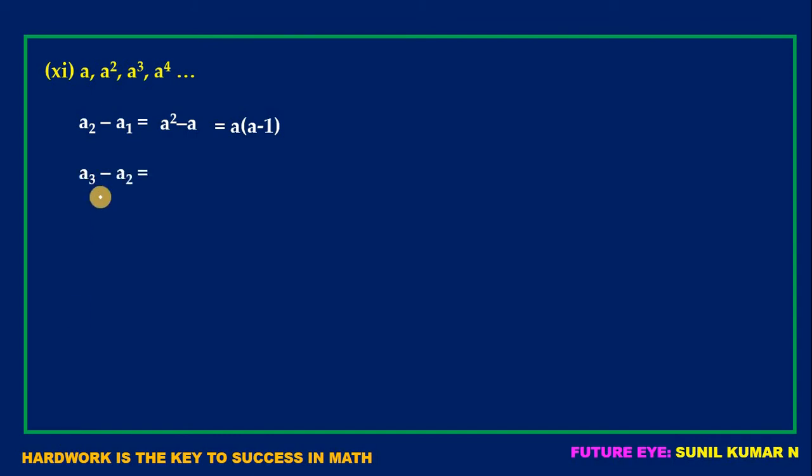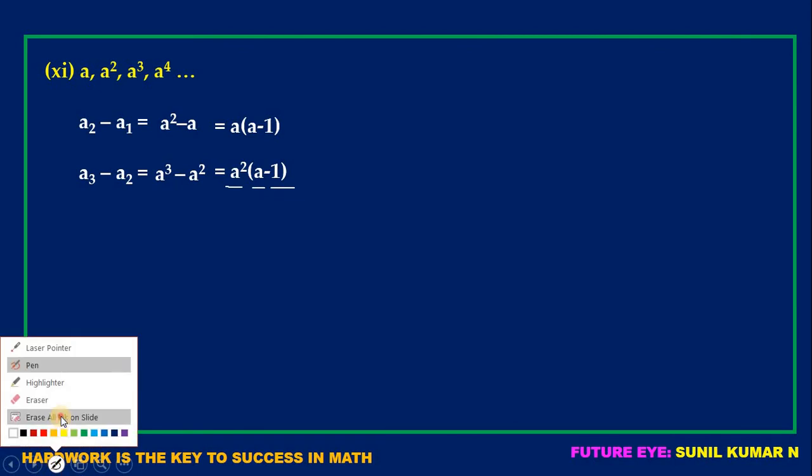Similarly, A3 minus A2. Substitute the values. A cube minus A square. Now, how much can you take as a common factor? Here 3 times A is there and here 2 times A is there. So A square you can take as the common factor. As you take A square outside, here A will be left out and here 1 will be left out.